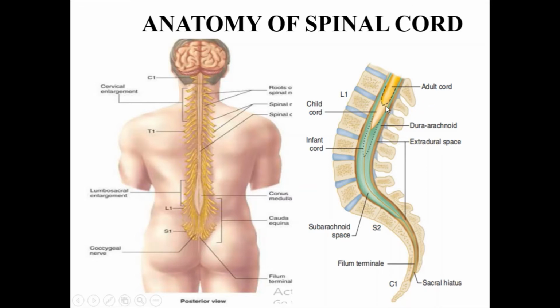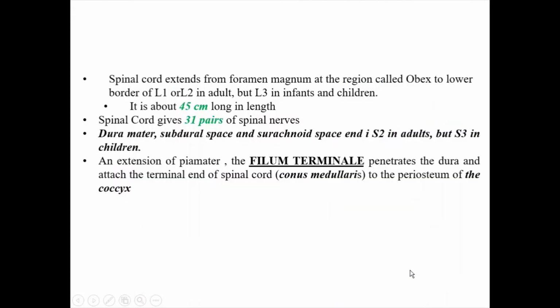This is where the spinal cord ends in the adult. This is where the spinal cord ends in the infant. This is for the child. This is the subarachnoid space. This is the filum terminale. This is the sacral hiatus.